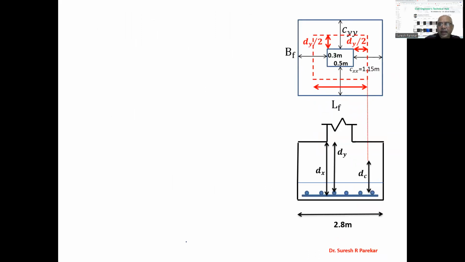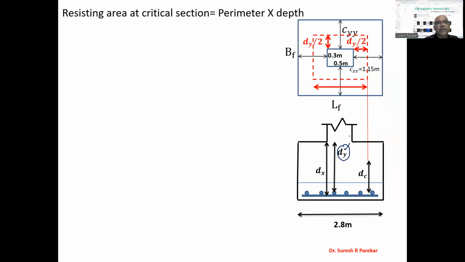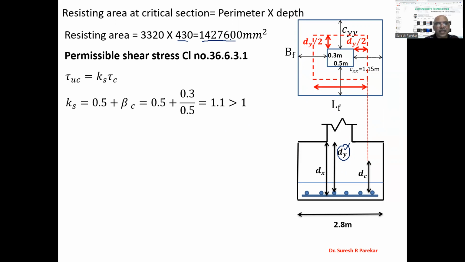Then you can see here, I will get the depth available, and that depth available at the critical section is dy only, because we have the same depth throughout, and therefore we have to consider this value dy directly. And therefore the resisting area at the critical section is perimeter into depth. Perimeter is 3320 into 430, and it will be 1,427,600 millimeters square.